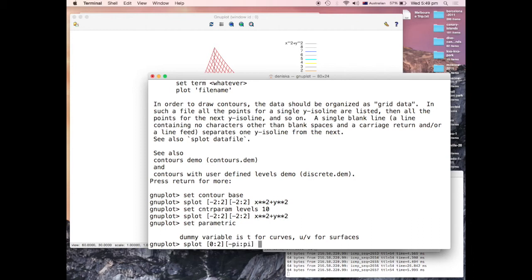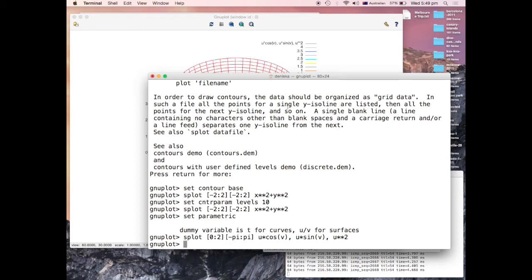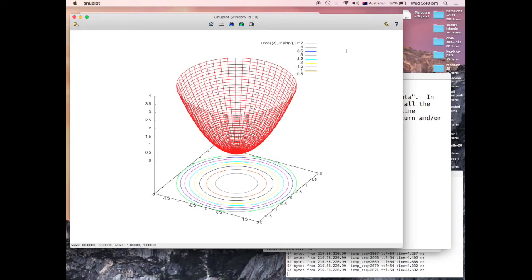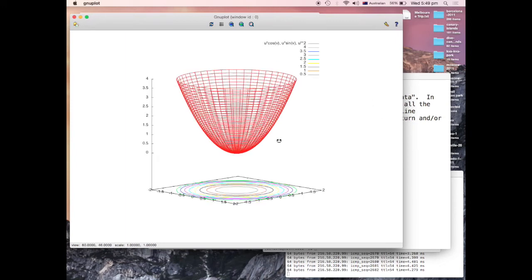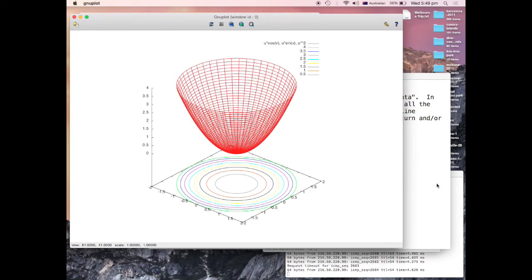Now, the circular paraboloid in cylindrical coordinates is this one: radius times cos v, radius times sine v, and u squared. Look what happens. The same circular paraboloid, a different look. That's what we mean when we talk about a parameterized surface. Different parameters, different looks. You can play with angles.